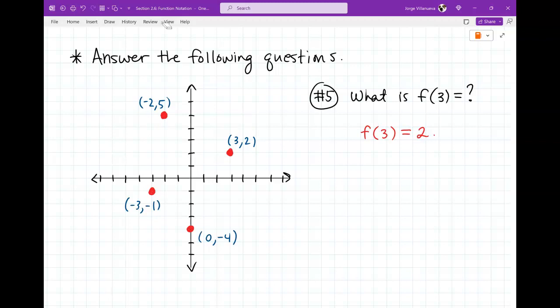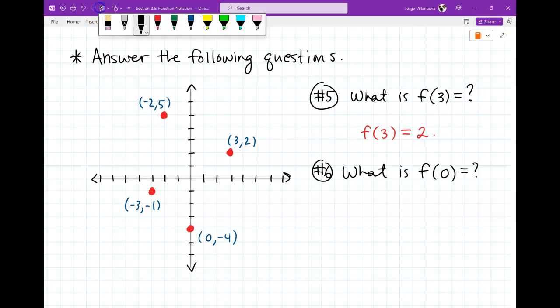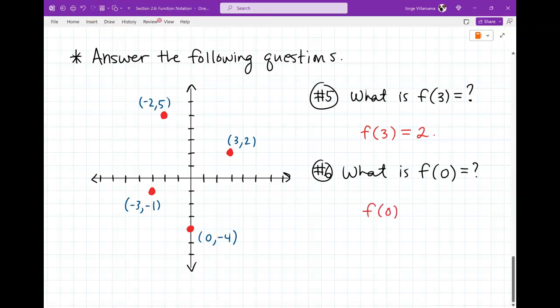Okay? Now, they might say, number 6 here, what is f of 0? So if x is 0, what's y? Negative 4. So I'm going to write f of 0 is negative 4. That's pretty easy. It's not too bad. And then they say, all right, let's try doing this backwards.